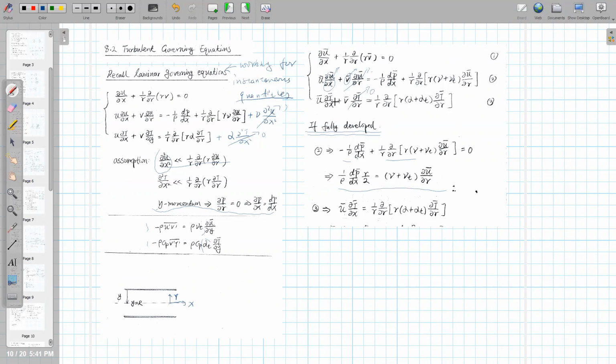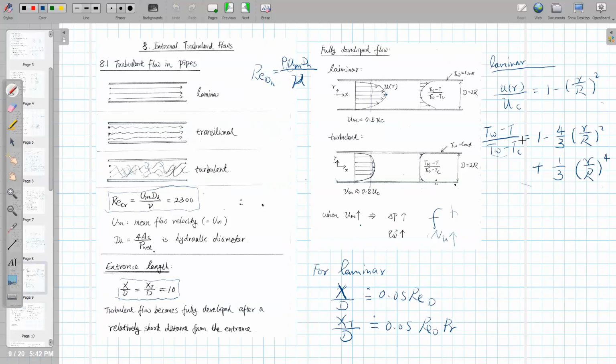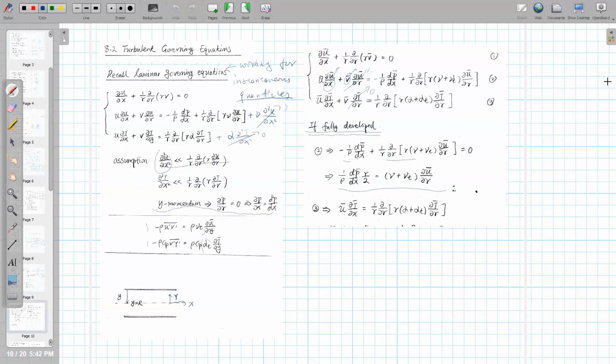Because T is still changing. Temperature is still changing, even for fully developed flow, depending on your boundary condition, whether T wall is constant or q wall prime is constant. This one will still be a function of x. What I mean is that T is still changing, but it's the ratio of T_W minus T to T_W minus T_C that is not changing. Both are changing even for fully developed flow, but their ratio is not changing. So in this case, only this term goes to 0, and you can further simplify the energy equation to this one equal to this.